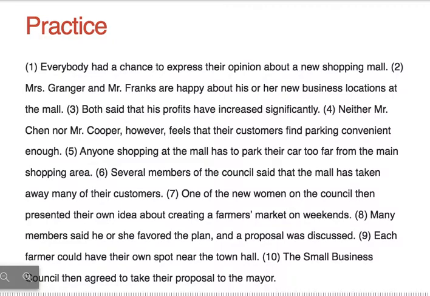So you need to go through, circle all of the pronouns, draw an arrow to the antecedent for every single pronoun, and then correct any errors that you see. And again, this will be for homework credit.